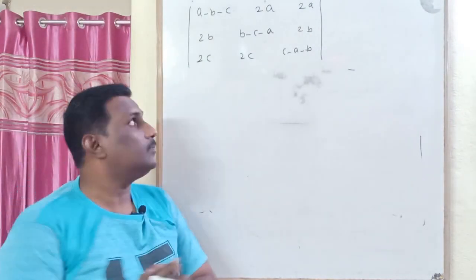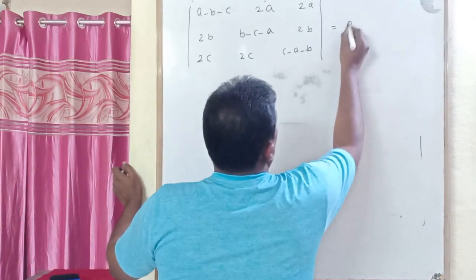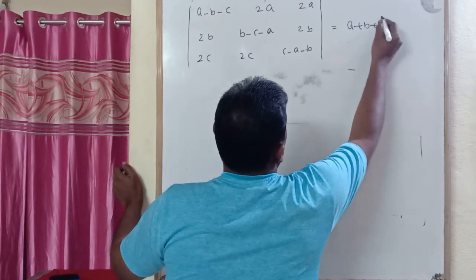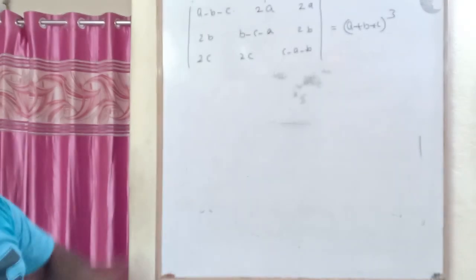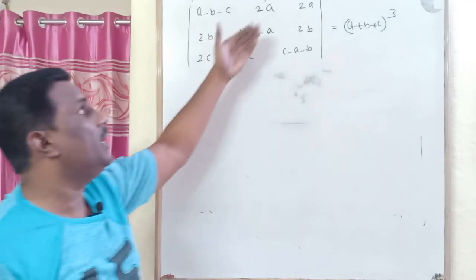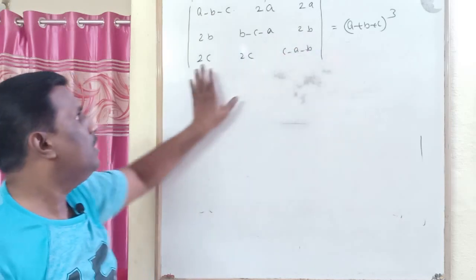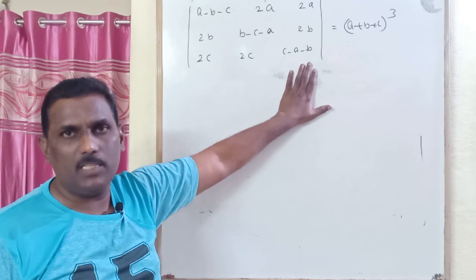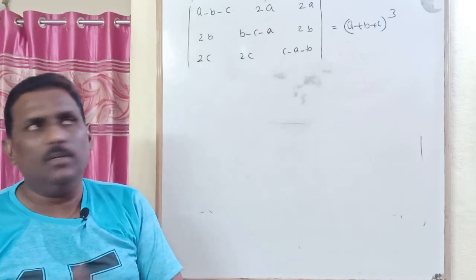Look at this determinant. What am I supposed to get? A plus B plus C whole cube is the result to be obtained. The determinant looks very different: A minus B minus C, then 2A repeated twice, then 2B, B minus C minus A, then 2B, 2C, 2C, C minus A minus B. The principal diagonal is different and the remaining entries are 2 times of this.